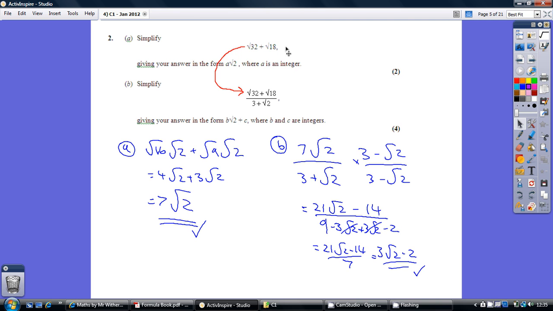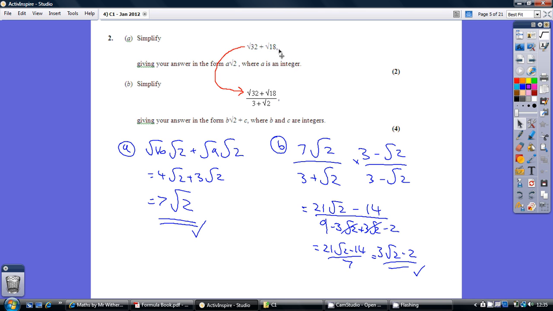So for part A, we've got to simplify this to give it as so many lots of the square root of 2. So start off by breaking both of these down to being really multiples of 2. So 32, well 16 times 2 is 32, so basically it's the square root of 16 times 2, which breaks down to two separate square roots, the square root of 16 times the square root of 2.